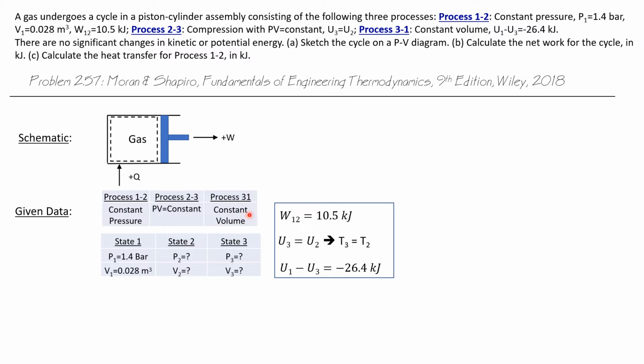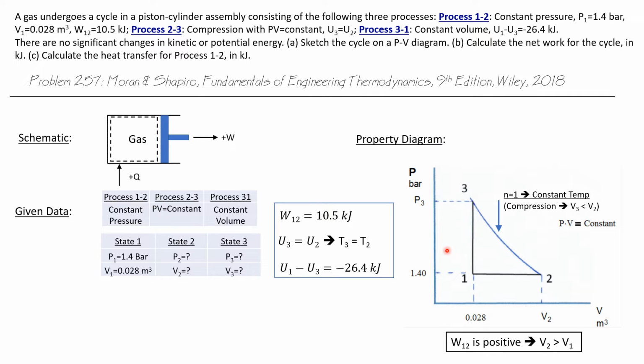And in process 3, 1, we have a constant volume process. We also know the work done by process 1, 2 is 10.5 kilojoules. We know that U3 is equal to U2. That's the internal energy of the gas at that state. And U1 minus U3 is minus 26.4 kilojoules.